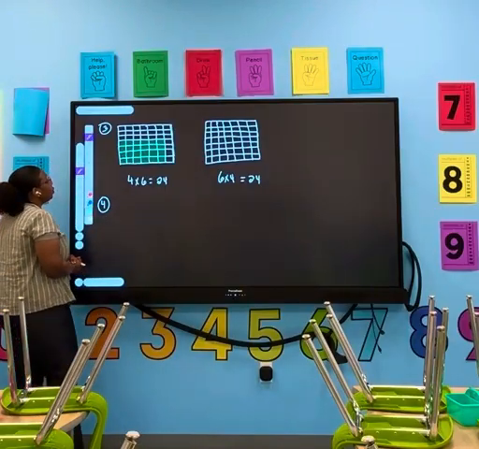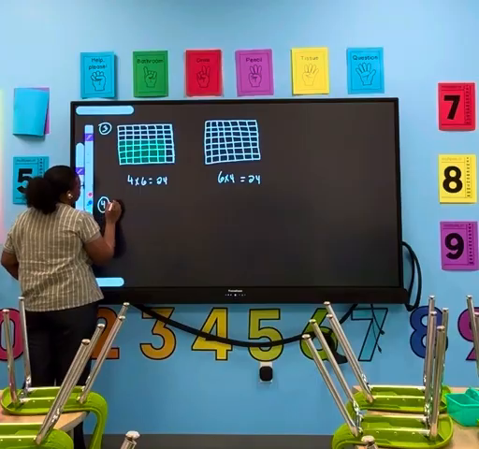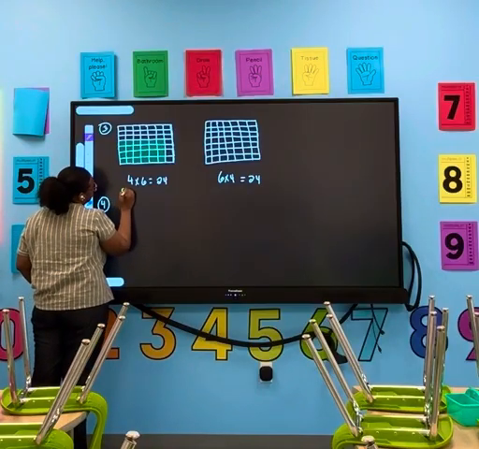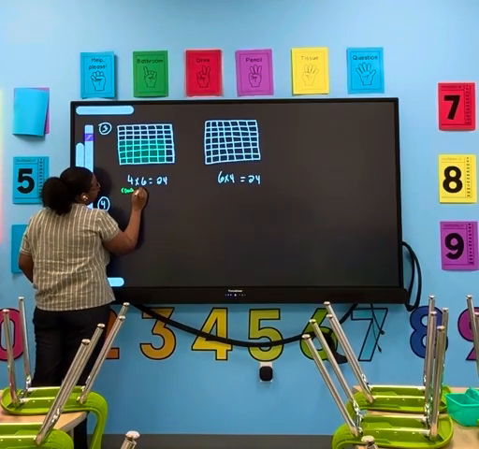So this grid, the first number, remember your first number is going to be your rows. Second number is your columns.